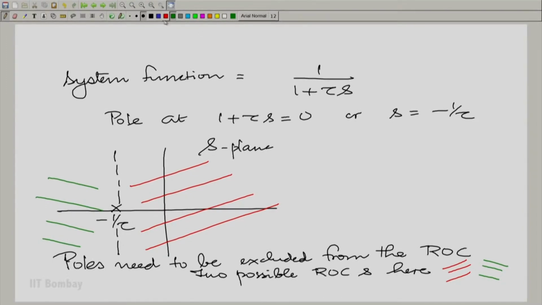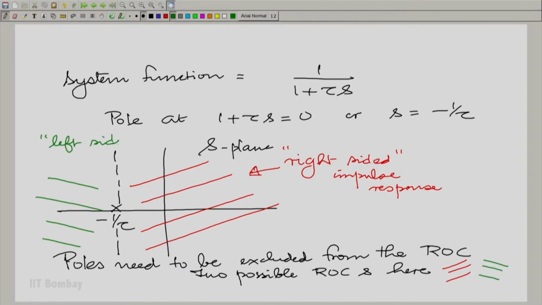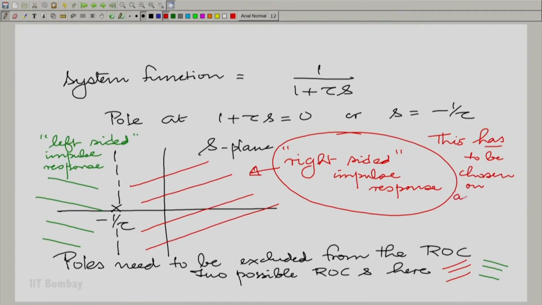Now, this would give us the right sided impulse response, and the other one would give us the left sided impulse response. But we have to choose the right sided impulse response. This has to be chosen on account of causality. You will remember that if you want a system to be causal, its impulse response needs to be 0 for all negative t, and that is only possible if the signal is right sided. So, we have a very clear choice to make here.